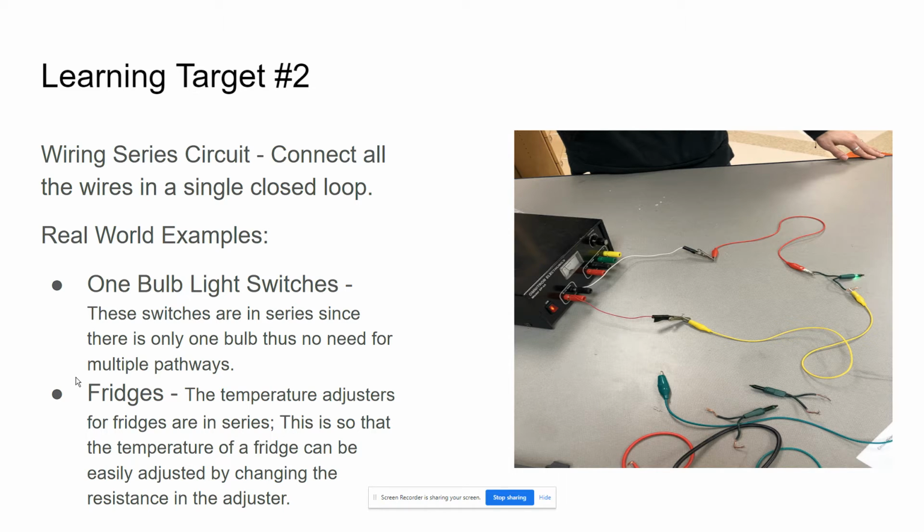So one bulb light switches use series because it only involves one bulb, so there's really no need for parallel, because if the bulb goes out, there's no other bulbs that will be affected. Also the temperature adjusters on fridges use series so that the temperature of a fridge can be easily adjusted by changing the resistance in the adjuster.